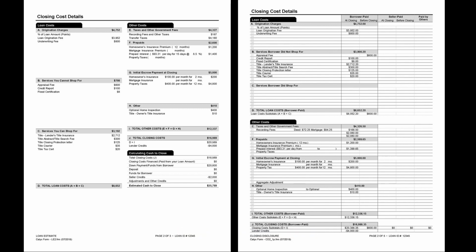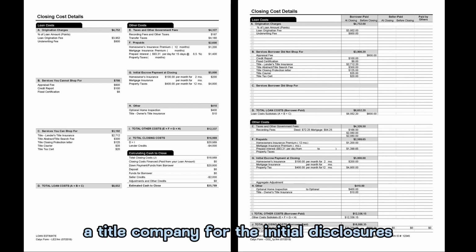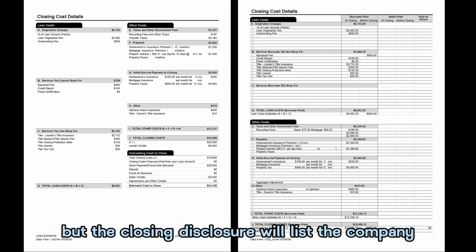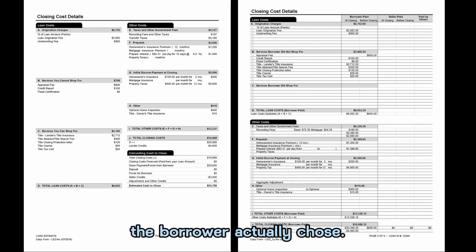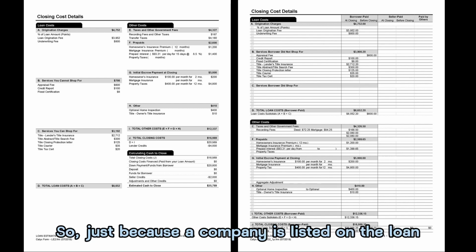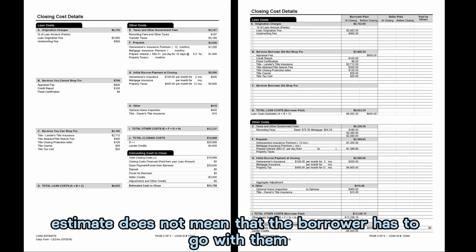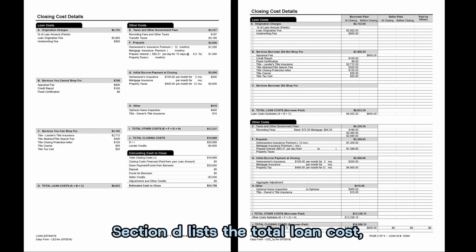On the loan estimate, the lender may just pick a title company for the initial disclosures, but the closing disclosure will list the company the borrower actually chose. So just because a company is listed on the loan estimate does not mean that the borrower has to go with them for the title work and closing. Section D lists the total loan cost, which is the sum of A, B, and C.